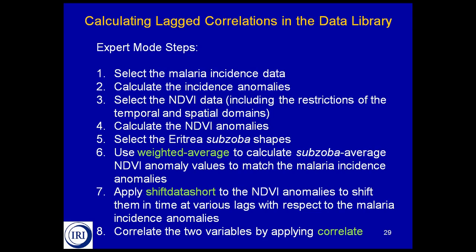Again, you would select the malaria incidence data, calculate the incidence anomalies, select the NDVI data, including whatever restrictions you need to make in the temporal and spatial domains, then calculate the NDVI anomalies. Then select the Eritrea subzoba shapes dataset from the data library. Then use the weighted average command to calculate the subzoba average NDVI anomaly values so that you'll match up with the malaria incidence anomalies. Then you would apply shift data short to the NDVI anomalies to shift them in time at various lags with respect to the malaria incidence anomalies. And then correlate the two variables by applying the correlate command to the time grid.